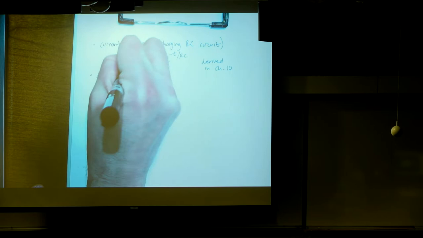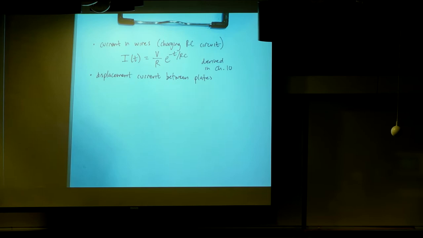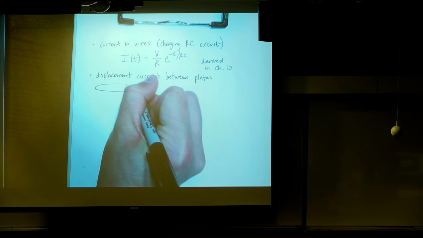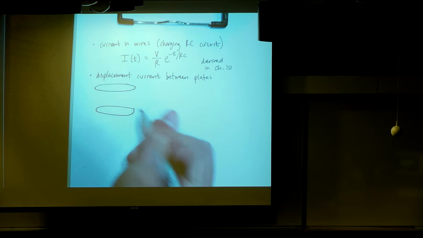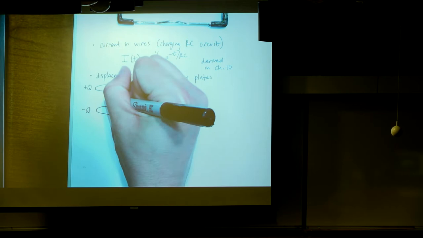between the plates? So let's get a good picture of what's going on here. We have two capacitor plates, one up here, and another one down here. And they're oppositely charged, so let's say plus Q, minus Q. I know I have an E field in between the plates. I'll just draw one of those E field lines going down like this.